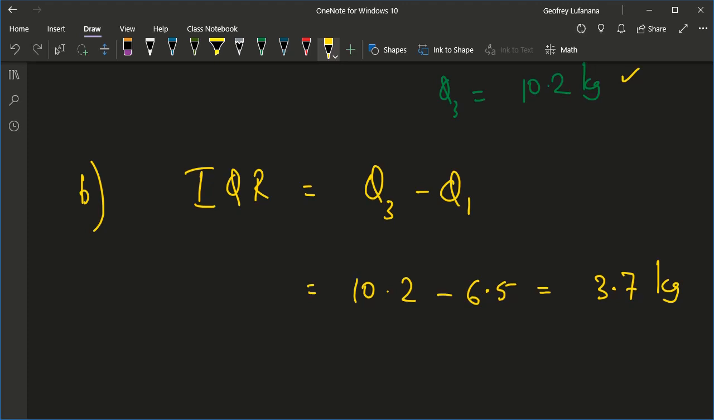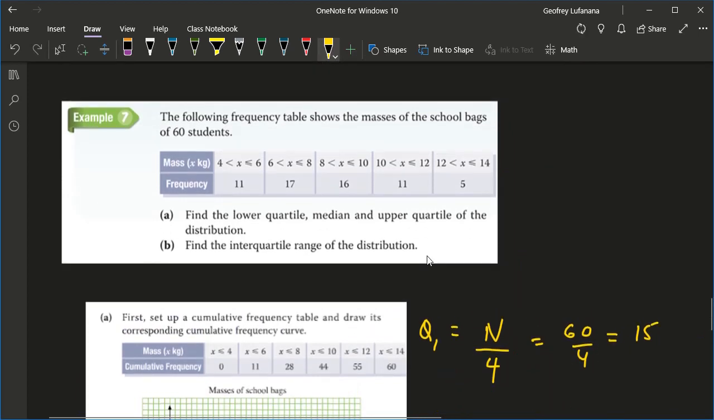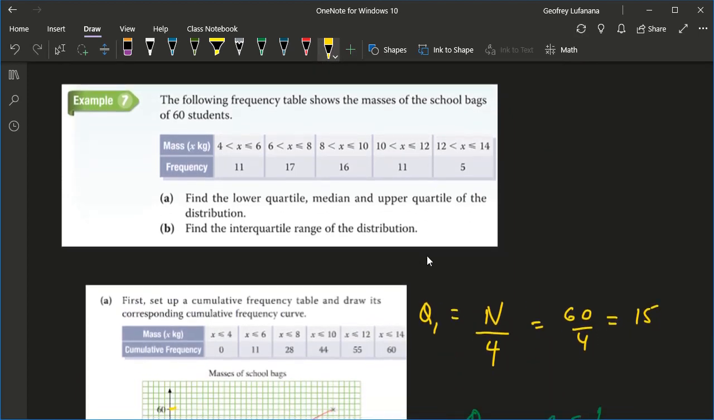So once again, if you are required to calculate the quartiles and the interquartile range for grouped data, we do it from the frequency table.